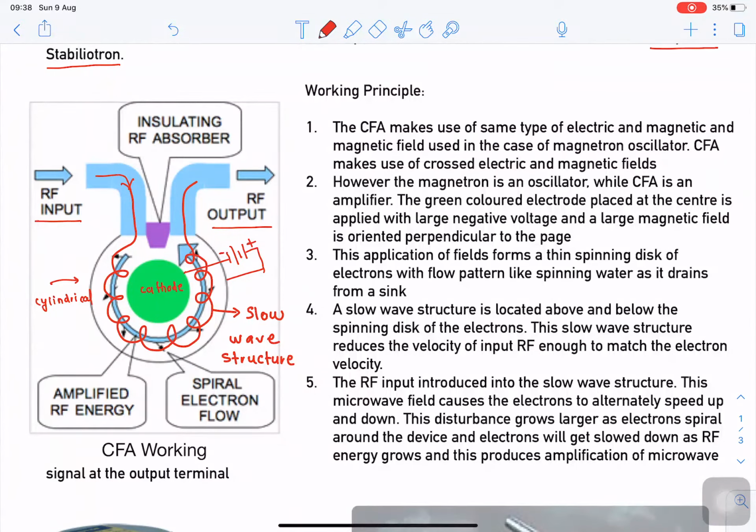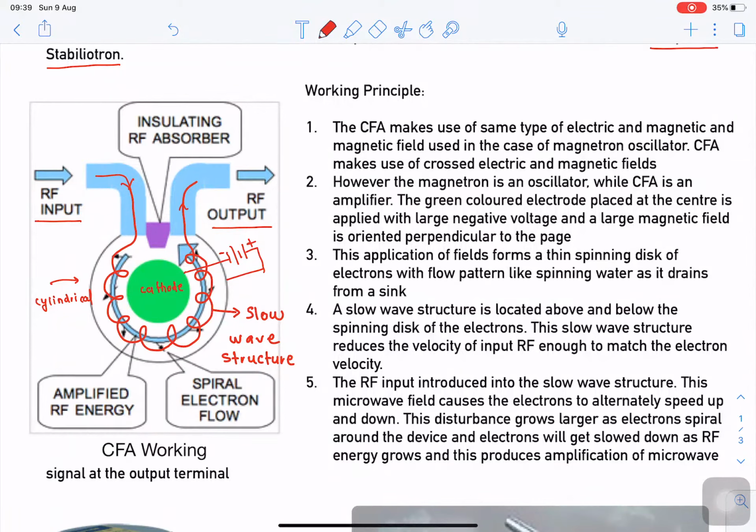Okay, so the RF signal which we send over this cylindrical slow wave structure, when it comes out from the output port, it will be observed that the microwave signal is amplified in nature. So this is a simple working principle of the cross field amplifier. It is essentially a hybrid combination of traveling wave tube and magnetron as far as construction is concerned.